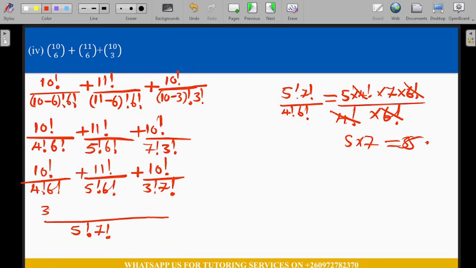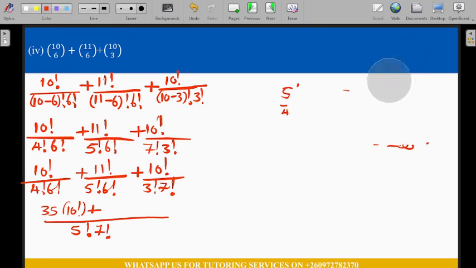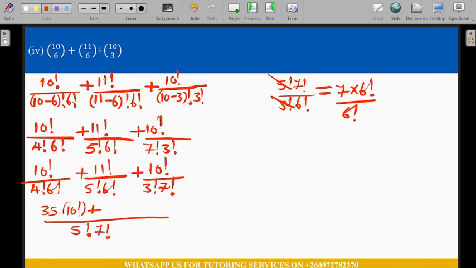So here we have 35 times 10 factorial plus. We do the same for the next one. It will be 5 factorial 7 factorial over 5 factorial 6 factorial. So you can see that 5 factorial and 5 factorial can cancel. Then we reduce 7 up to 6 factorial, like this. We have a 7. So now it will be 7 times 11 factorial plus.